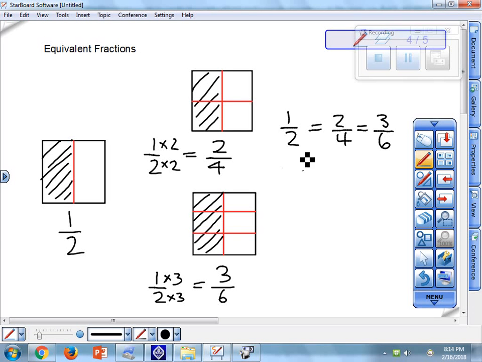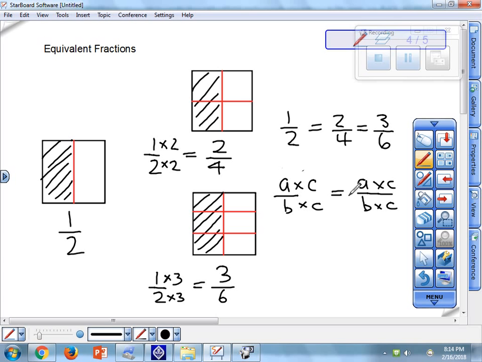In fact, for any fraction, let's call this fraction a over b, where a and b are whole numbers. If I multiply the numerator and the denominator of that fraction by some constant whole number c, I create a new fraction that is equal to a over b by that process. Okay, so that's equivalent fractions, and that's how we can create them.